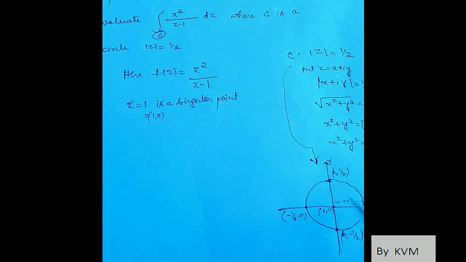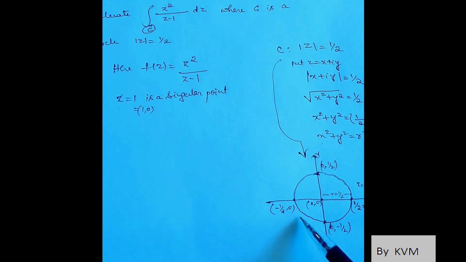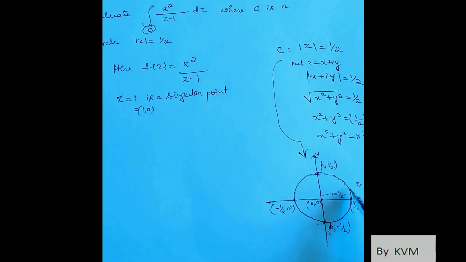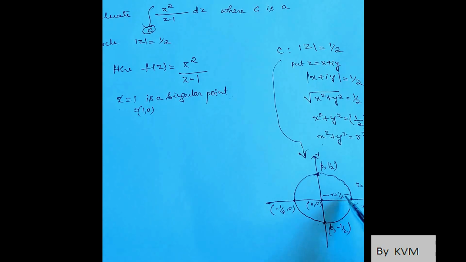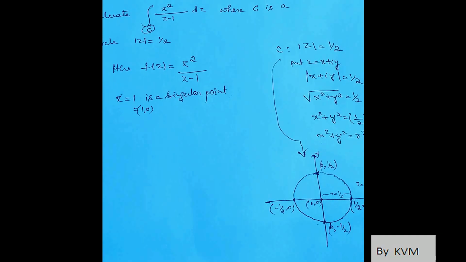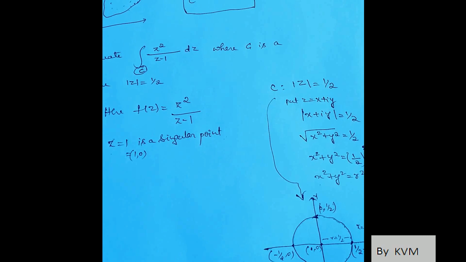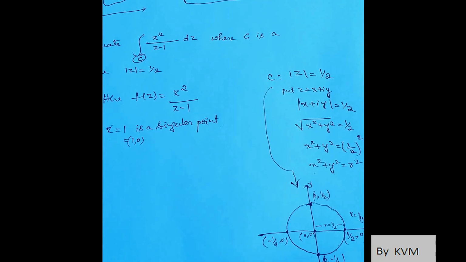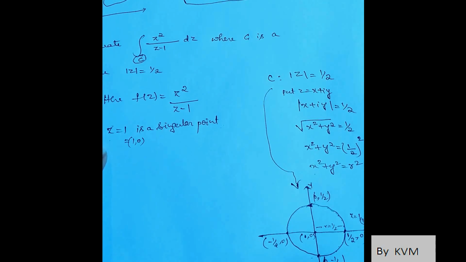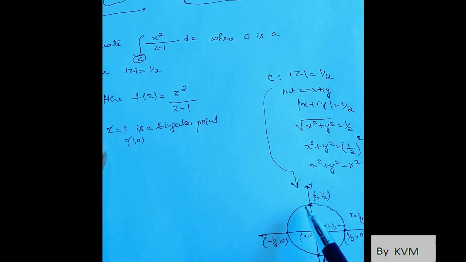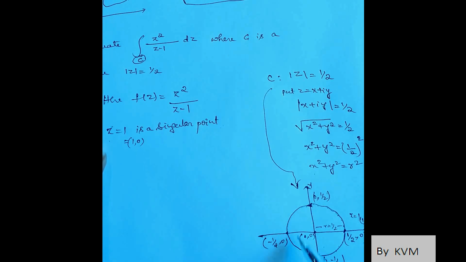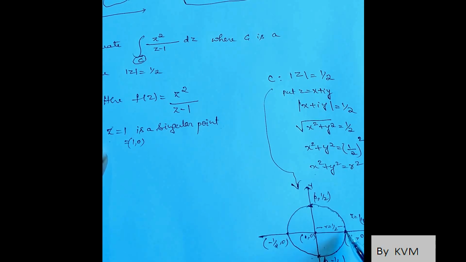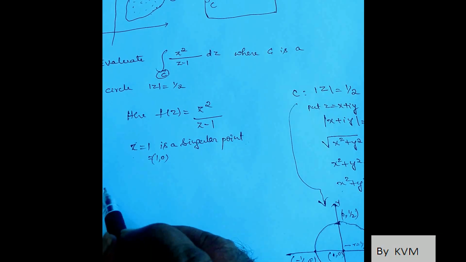So this function is analytic at each and every point on the circle, as well as at the points which lie inside the circle. Here you have to understand Cauchy's theorems clearly. You are implementing Cauchy's theorem here. Since z equals 1, the singular point, lies outside the circle, the function f of z is analytic at each and every point which lies on the circle, and as well as at the points which lie inside the circle.